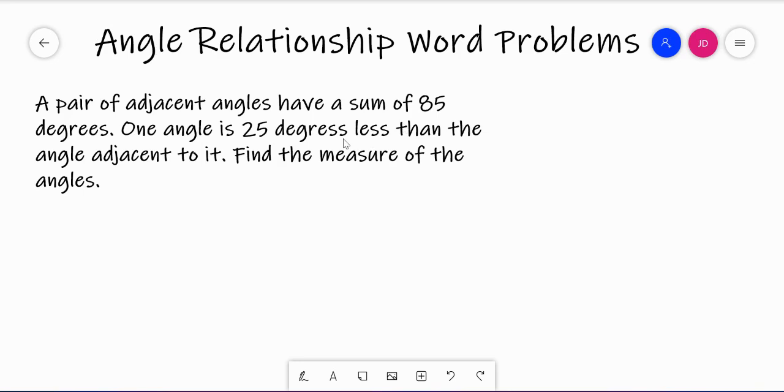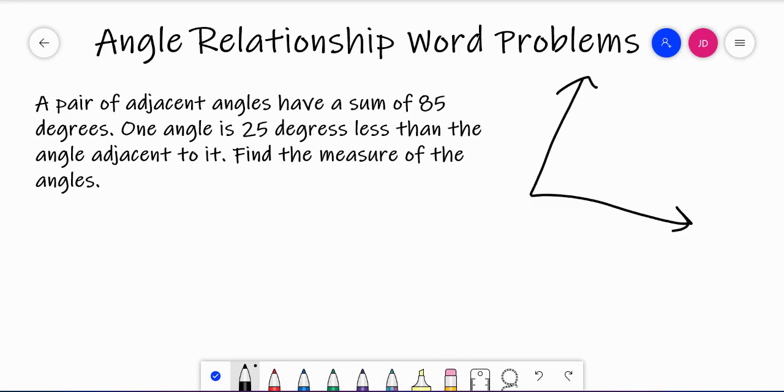All right, so in this first scenario, we have a pair of adjacent angles that have a sum of 85 degrees. One angle is 25 less than the angle adjacent to it. Find the measures of each angle. I like to sometimes draw a diagram. Adjacent angles are angles that share a common ray. So those two angles together will be a little bit less than 90. One angle is 25 less than the angle adjacent to it.